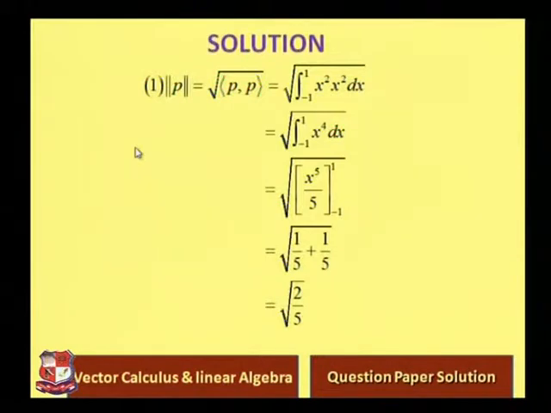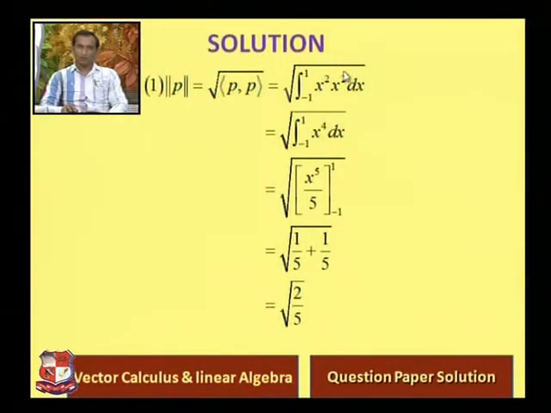The solution is like this. First, the norm of P. By definition, the norm of P is the square root of the inner product of P and P. Here in the hypothesis the inner product is P into Q, but here both are P, so P into P, and P is x square. So substitute x square and integrate from minus 1 to 1. Now x square into x square, the base is the same and the exponent is 2, so by exponent addition we get x raised to 4.